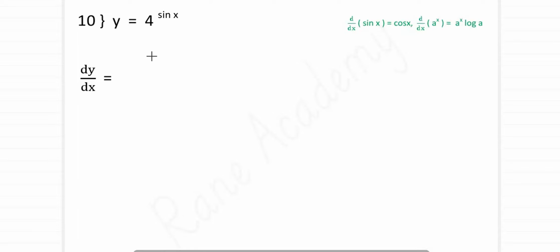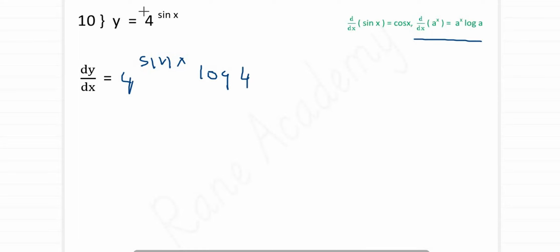Question number 10, y is equal to 4 raised to sine x. It is comparable with a raised to x. Derivative of a raised to x is a raised to x log a. So derivative of 4 raised to sine x will be 4 raised to sine x. Now here instead of a we have 4, so it will be 4 raised to sine x log 4.